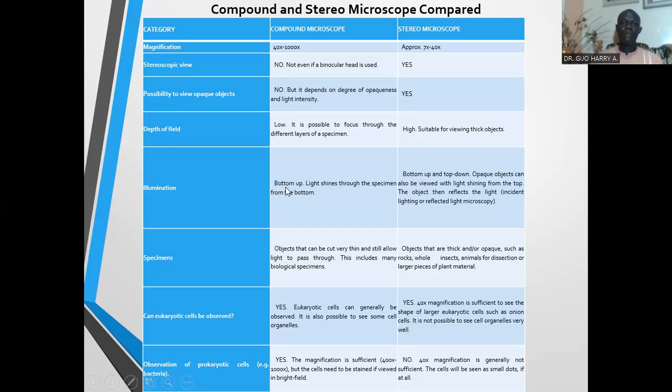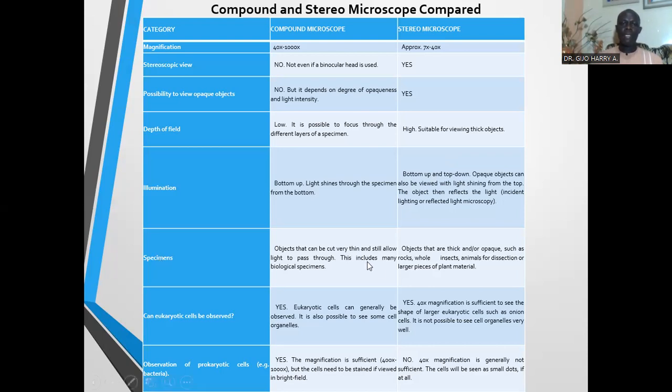Illumination in the compound light microscope is from bottom up; the light shines through the specimen from the bottom. But in the case of the dissecting or stereo microscope, the light source can be from the bottom up, but mostly it's from top to bottom. Opaque objects can also be viewed with the light shining from the top. So it's used to view organisms with the light source from top to bottom.